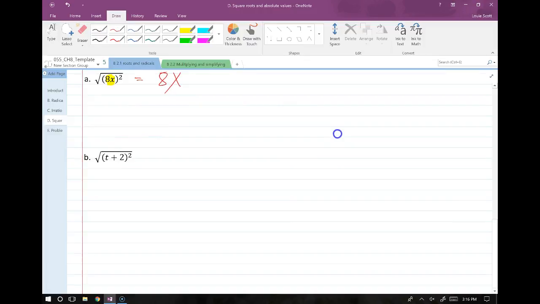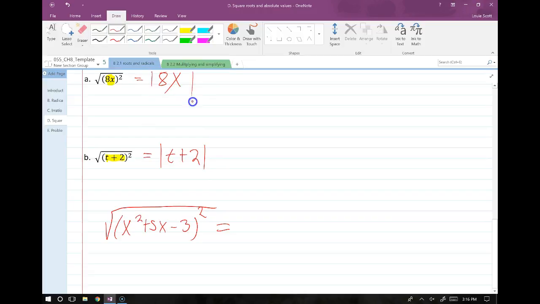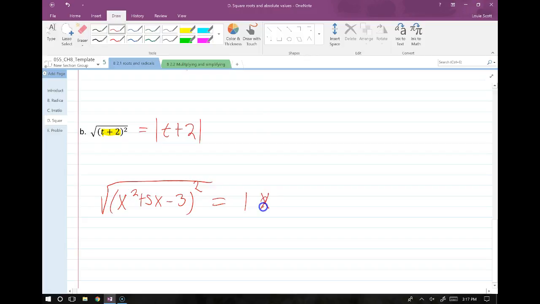For this one here, just because it's a sum doesn't mean it works any different. So the sum pops out, t plus 2. Okay? Any questions on those? If I had something like x squared plus 5x minus 3, squared, and I took the square root of that, sorry, I should be putting absolute values around these, I would have the absolute value of x squared plus 5x minus 3. Yeah, it's just whatever is inside that square, whatever's in the brackets, that just pops right out.